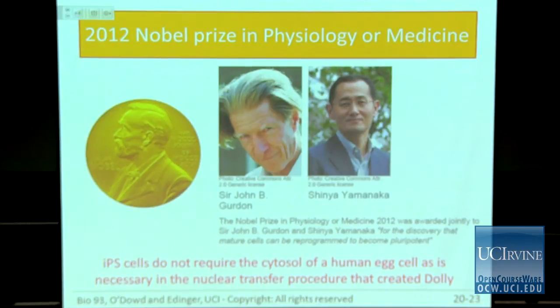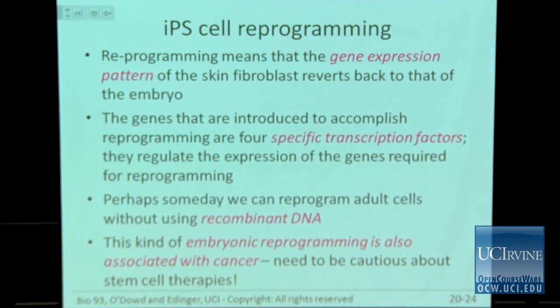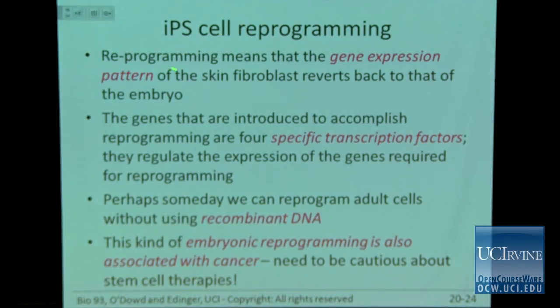So the key with the iPS cells is that now you don't need a human egg cell to make the embryonic stem cells. So that's a key advance. There are a couple of points that I want to make sure you guys understand about iPS cells. First is that this reprogramming comes from changing the gene expression patterns. So the adult somatic cell goes back to embryonic. This is done by adding transcription factors. They are key regulators of the gene expression program.